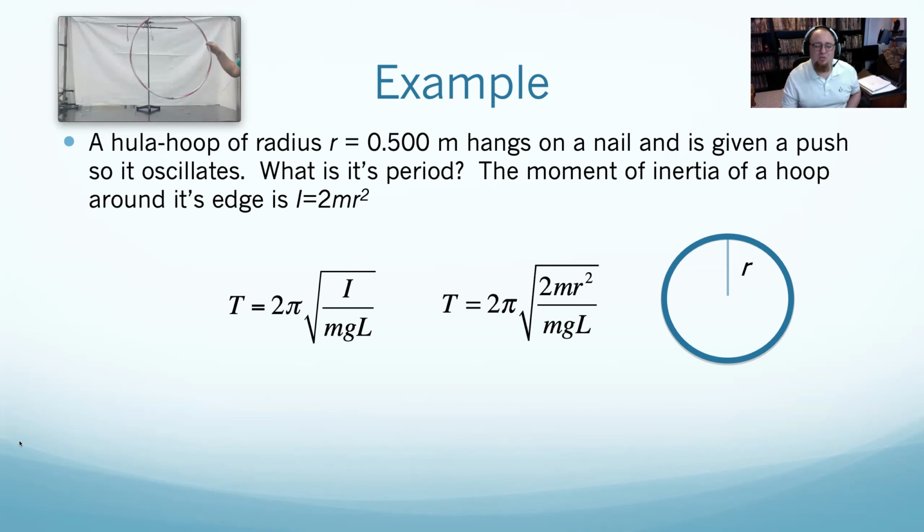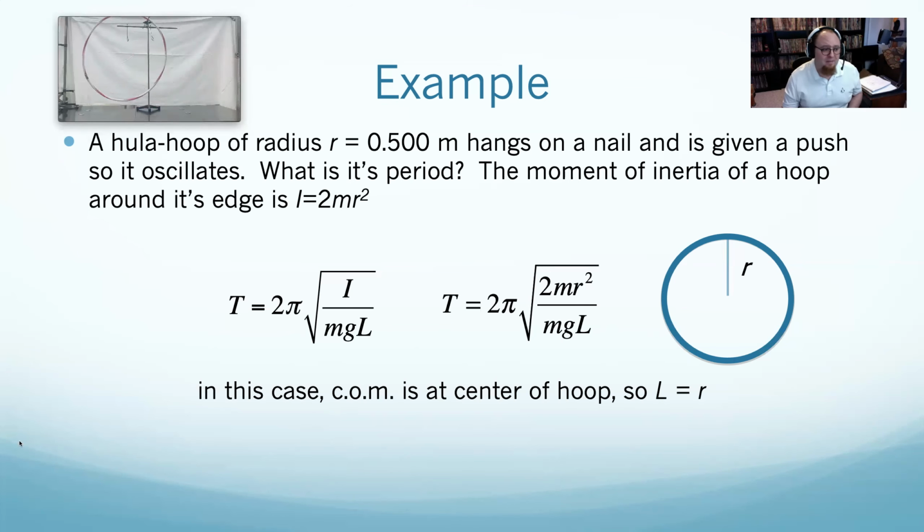But I also have two things here, R and L. R is the radius of the hoop. L is the distance from the nail to the center of mass. But the center of mass of a hoop is the center. The mass is spread around that. R and L are the same.